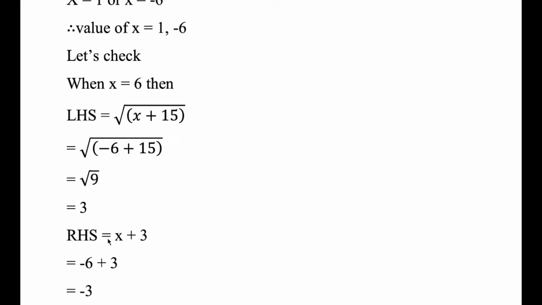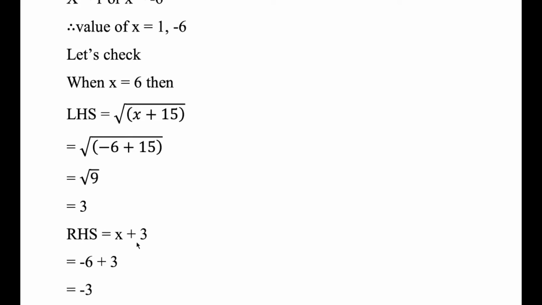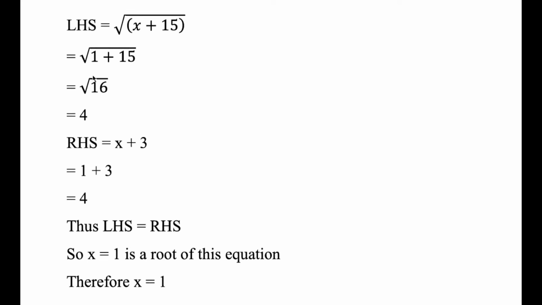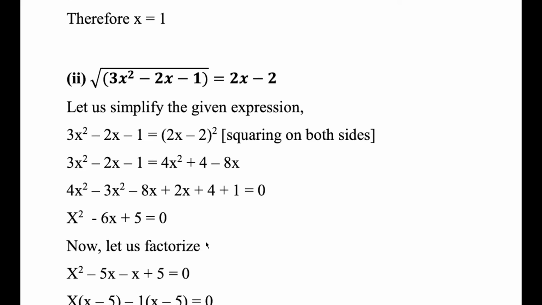So let's check also the right hand side as well as the left hand side. Okay, so here the right hand side will be minus 3 and left hand side will be 3. So thus left hand side is not equal to right hand side. So x is equal to minus 6 is not a root. Then put x is equal to 1. Then see, left hand side will be equal to 4. Right hand side also will be equal to 4. So left hand side is equal to right hand side, proved. So 1 will be the root of this equation.